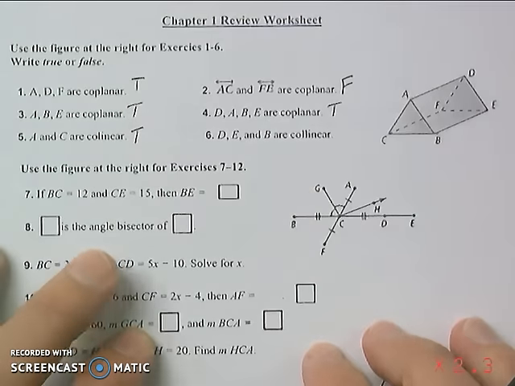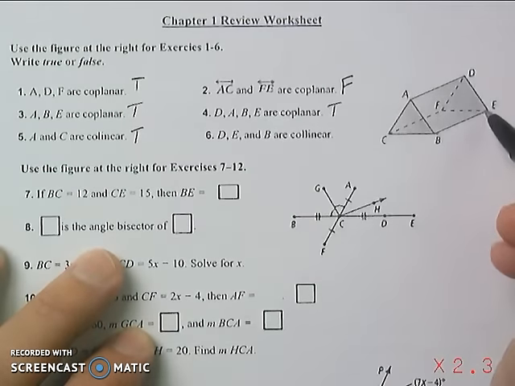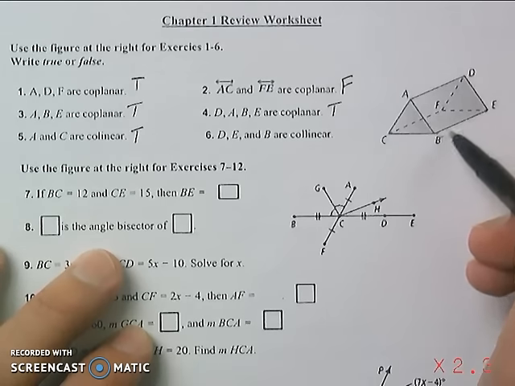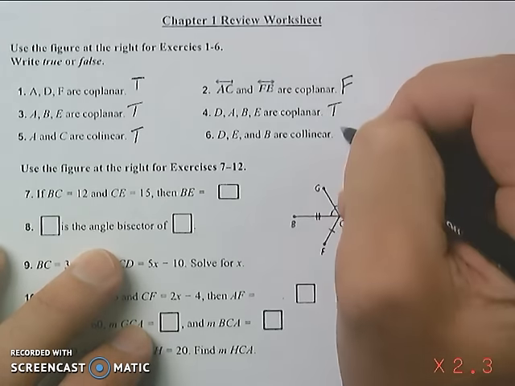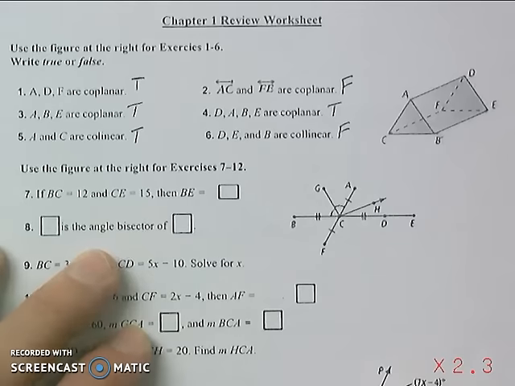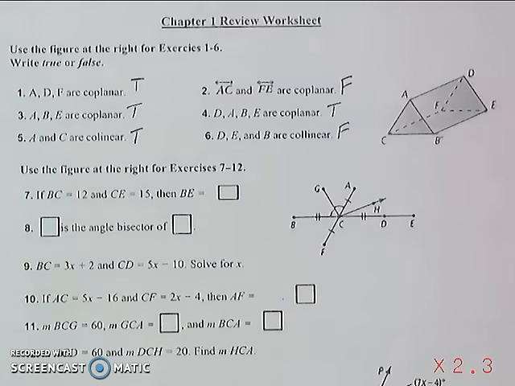D, E, B are collinear. D, E, and B are not all on the same line. There's 2 separate lines. So this is not true. False. Okay? Alright, moving down.